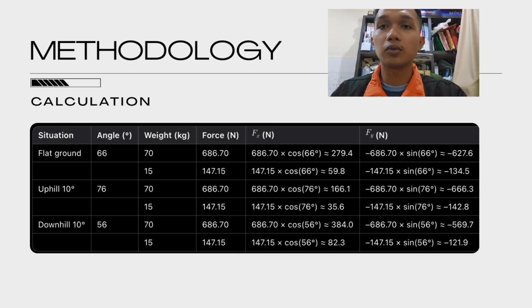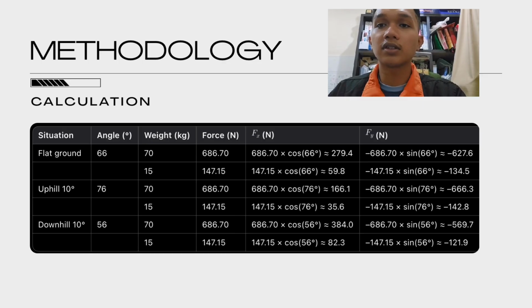For downhill with 10 degrees slope, the seat tube angle is 56 degrees, which is 66 degrees minus 10 degrees. So more force pushes forward, which is 384 Newton, while the downward force is less at 569.7 Newton. That says it is easier to move forward, which needs better control.